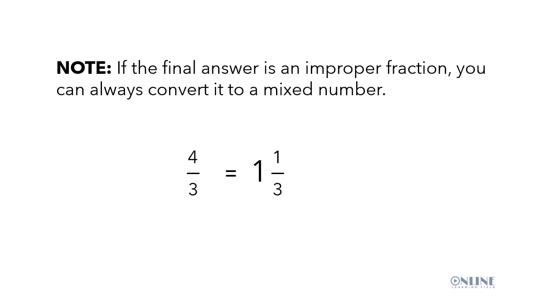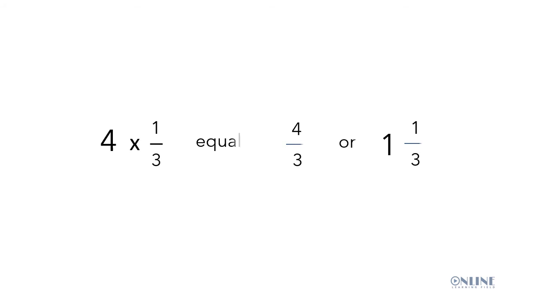Note, 4/3 is an improper fraction. We can express it as a mixed number. 4/3 then becomes 1 1/3. So, 4 multiplied by 1/3 is 4/3, or 1 1/3.